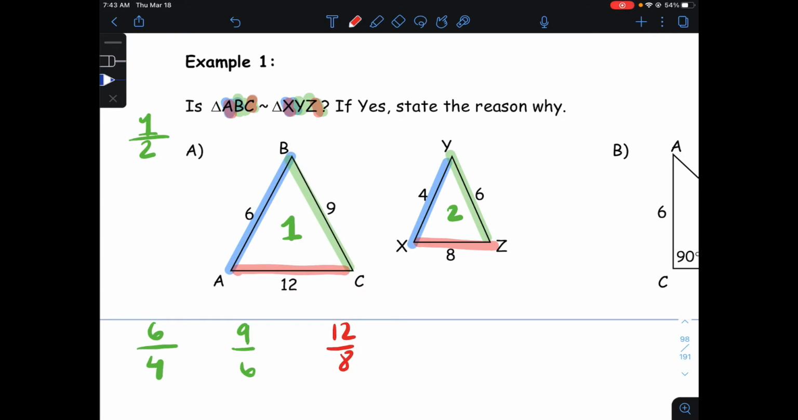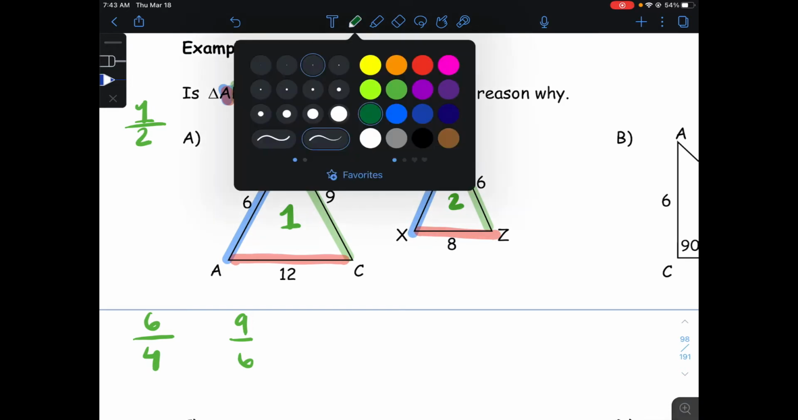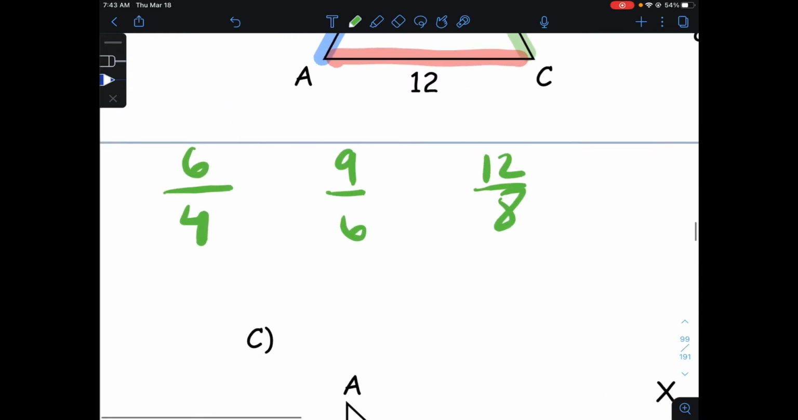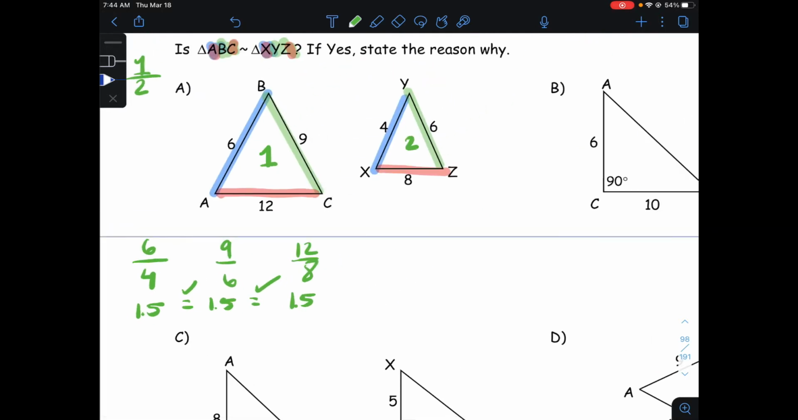What you're essentially trying to do here is make sure that these proportions are equivalent. And how can you do that? There are a couple of different ways. To me, the easiest way is to divide these on your calculator and get the decimal equivalent. If I do 6 divided by 4, I get 1.5. When I do 9 divided by 6, I get 1.5. And when I do 12 divided by 8, I also get 1.5. So since these are all equal, you can say that this is similar by side, side, side, because we showed that three sides are proportional.